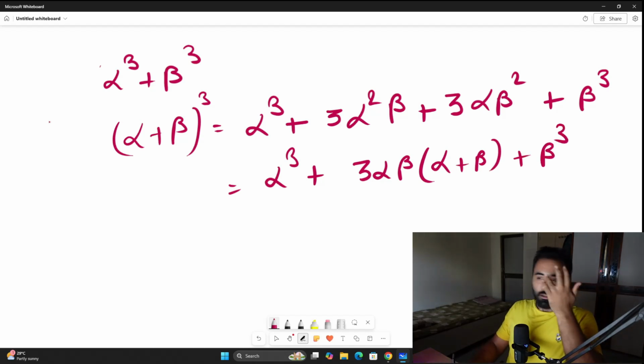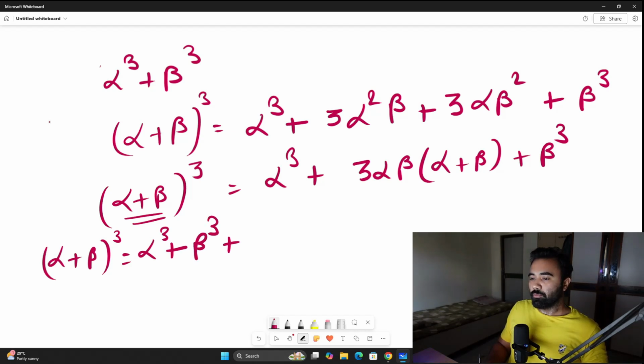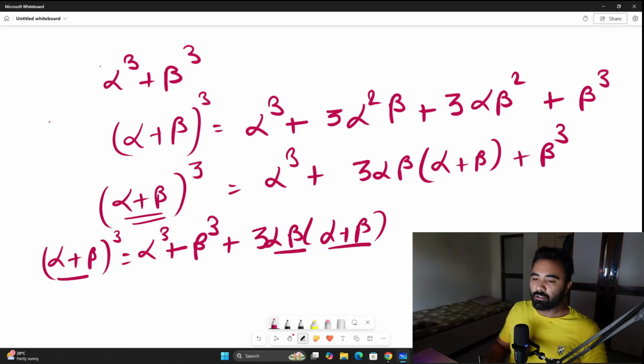This is the expansion. So far so good. You'll know the value of this. So alpha plus beta cube gives you alpha cube plus beta cube plus 3 alpha beta, alpha plus beta. You'll know the value of this, and this, and this. They'll ask you to find this. So all you need to do is put the value of c by a over here, minus b by a over here, minus b by a over here, and you'll find these values.